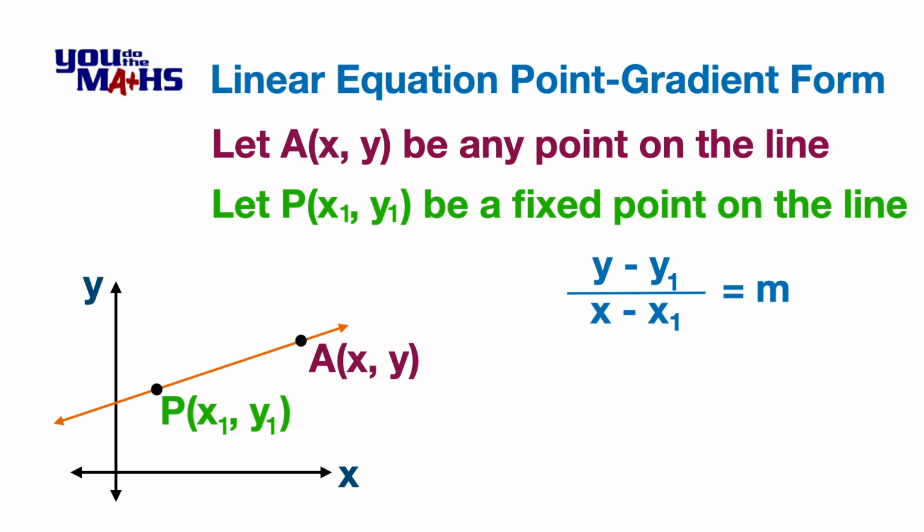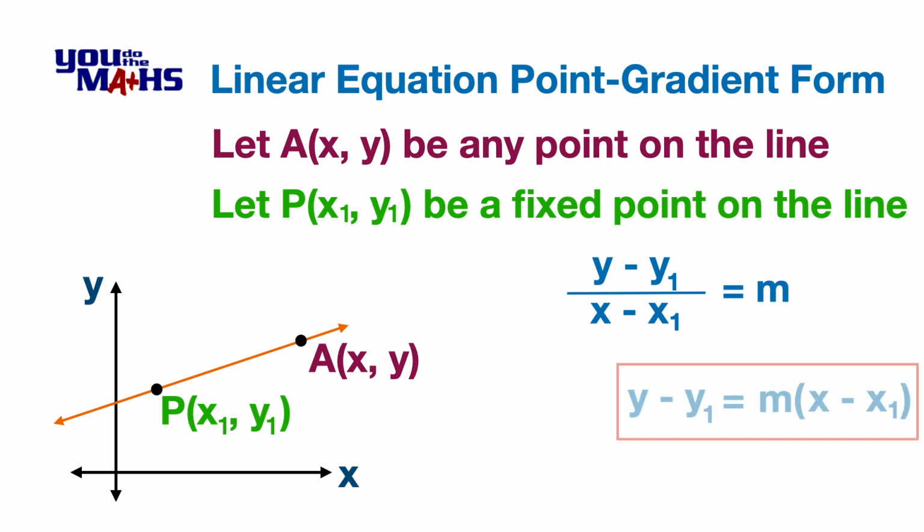What we'll then do is use the denominator on the left-hand side to multiply across to the right-hand side. So we get y minus y1 equals m brackets x minus x1. Now the reason why there's subscripts there is because the x1 and the y1 represent a known point. So we can actually put in specific values, as we'll see in this example coming up. But the x and y without the subscripts, they represent any point on the line, so they remain variables.